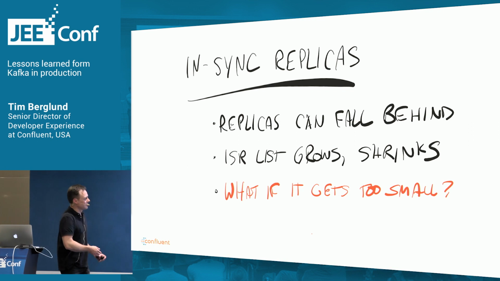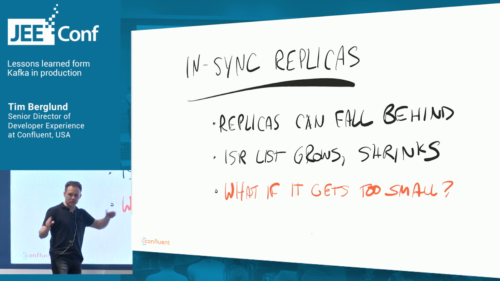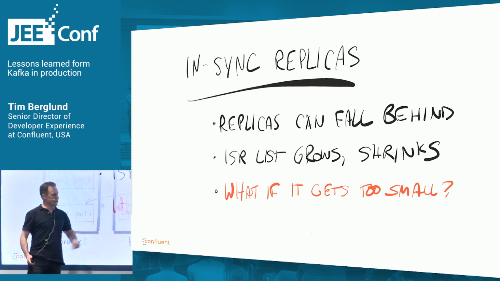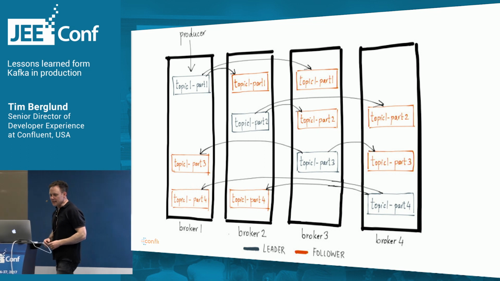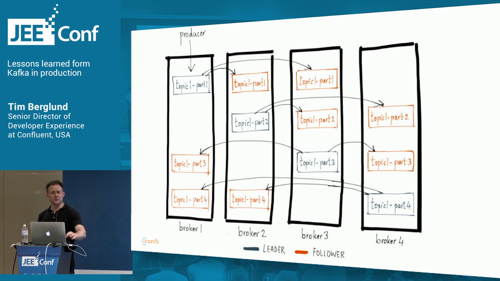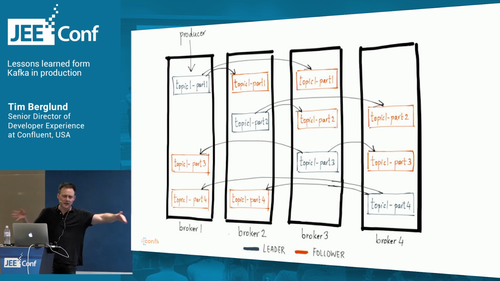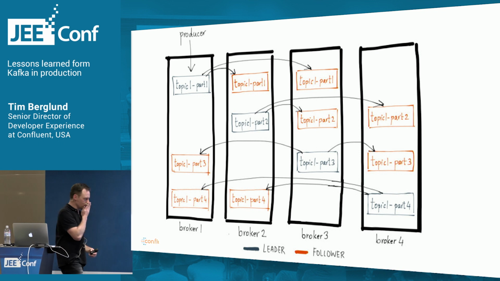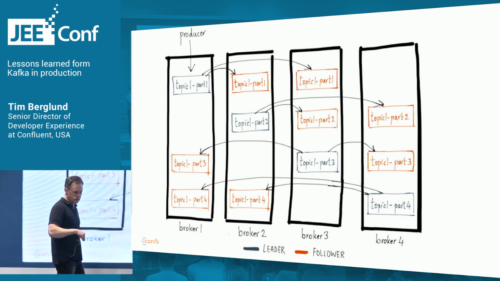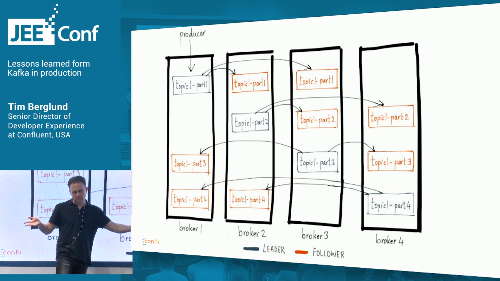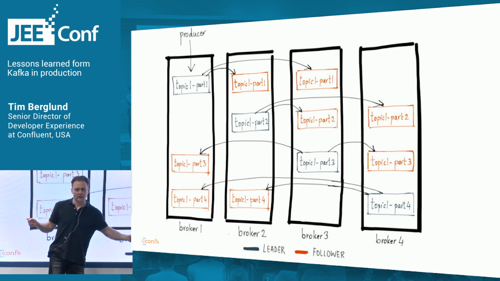Replicas can fall behind. The ISR list can grow and shrink. We can have all replicas in sync. We can have some replicas in sync. And what happens if it gets too small? Well, in a real world scenario encountered by support, this happened. Sometimes the ISR list is going to shrink. There's going to be some load. You might get an alert. Oh no, there are some replicas that aren't in sync. And then it clears. So in a real world customer scenario, that happened, let's say, last week. There was an alert on the ISR list getting too small, and then it got better. Okay, moving on, right? No big deal.